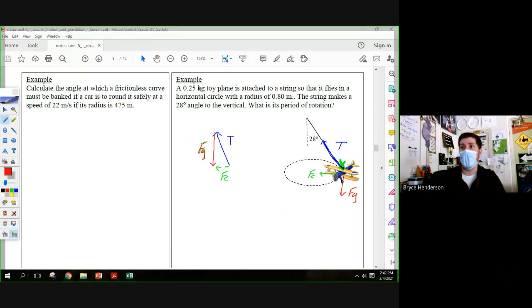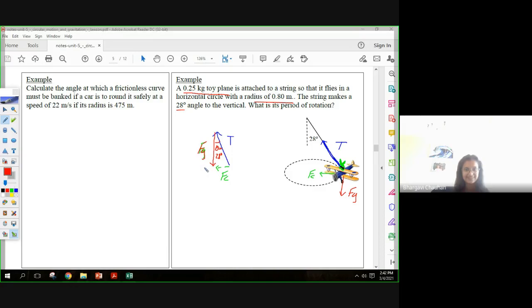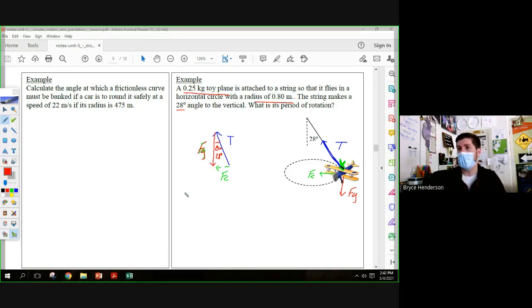Now, what do we know? We know it's a 0.25 kilogram toy plane. We know it's got a radius of 0.8 meters. We know that it's at a 28-degree angle, so we can add our angle here, theta. It's 28 degrees. So let's solve. What are we going to use if we're using this angle, 28 degrees, and we're looking for centripetal force and Fg? Tan. Tangent of theta would give you Fc over Fg, which means we're going to have mv squared over r over mg.